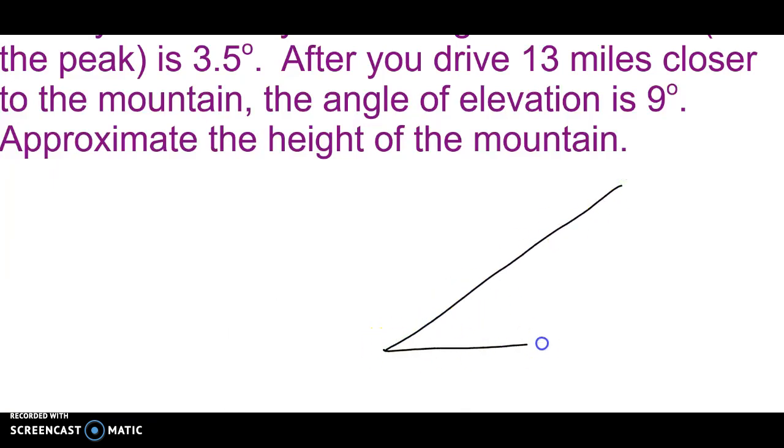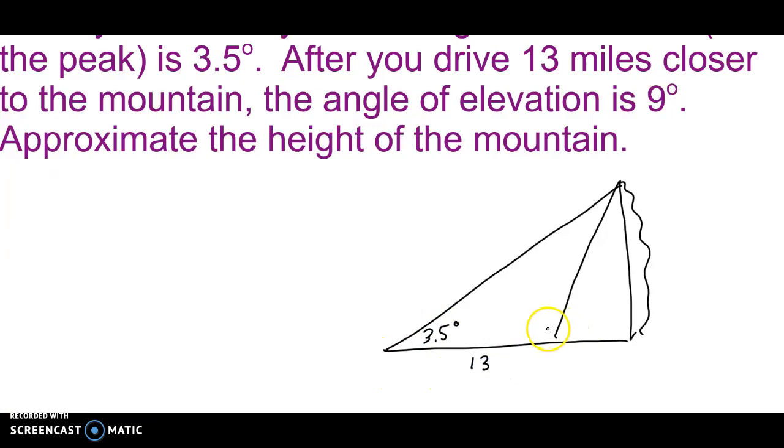So here's my angle of elevation. This is the big mountain. I guess I could have made that straight. Mountain. Now that looks like pizza. Okay. So it told us this was 3.5 degrees. And as we drove 13 miles, it looked like it was 9 degrees, the angle of elevation. Remember, that's a horizontal looking up. And we're going to make this the height.